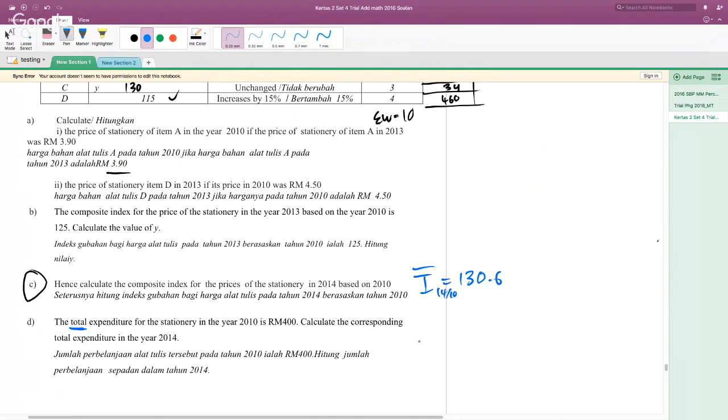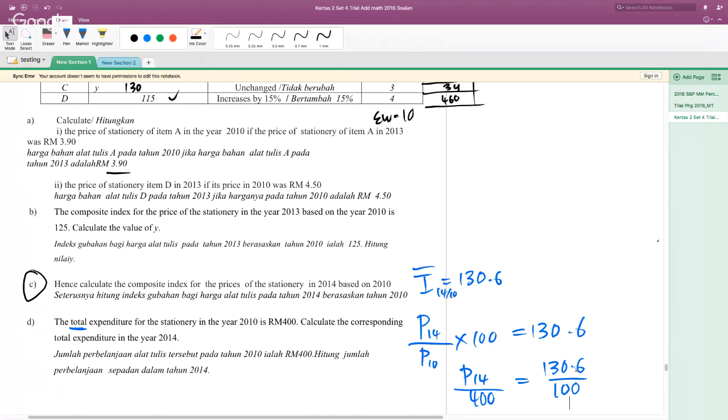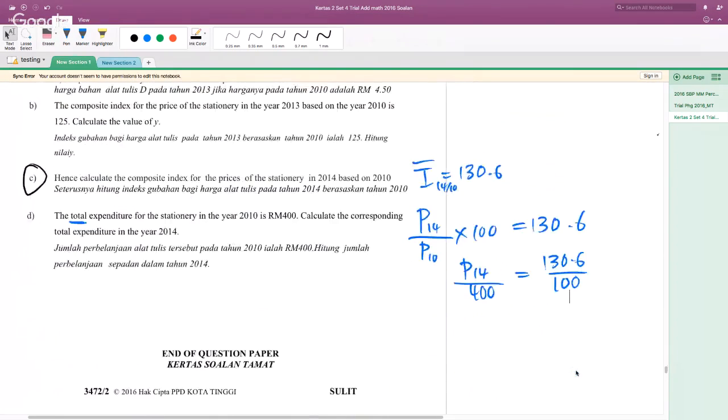Calculate the corresponding price for 2014. Same thing, price for 14 over price for 10, multiply 100, I will get 130.6. So the price for 14 is not given. For 2010 it is actually 400. The 100 moves to the other side, just divide by 100. Then I can get my price for 14 easily.